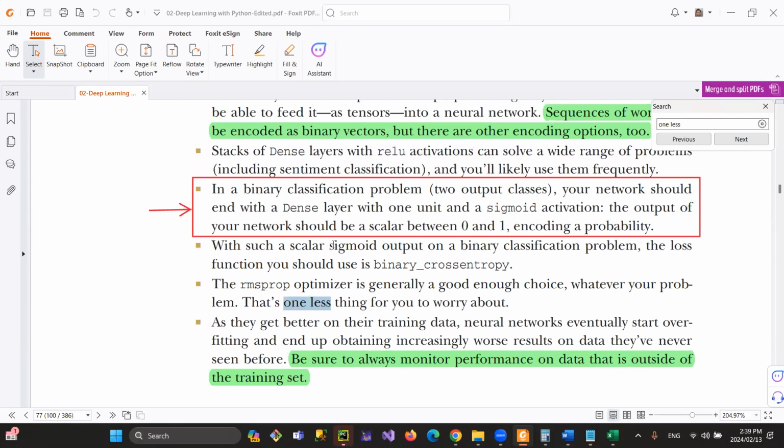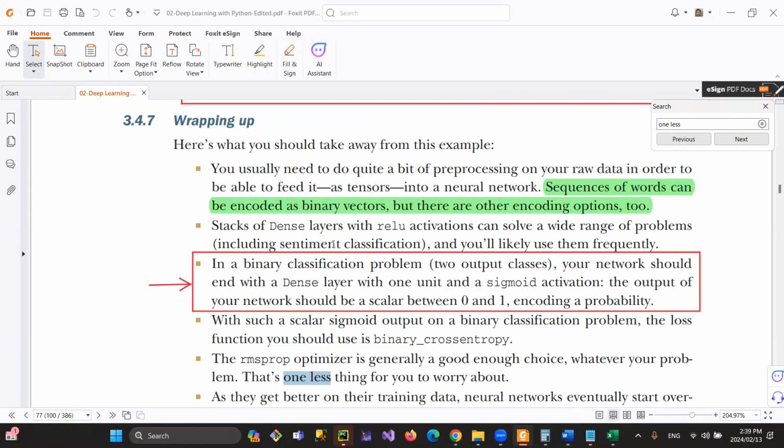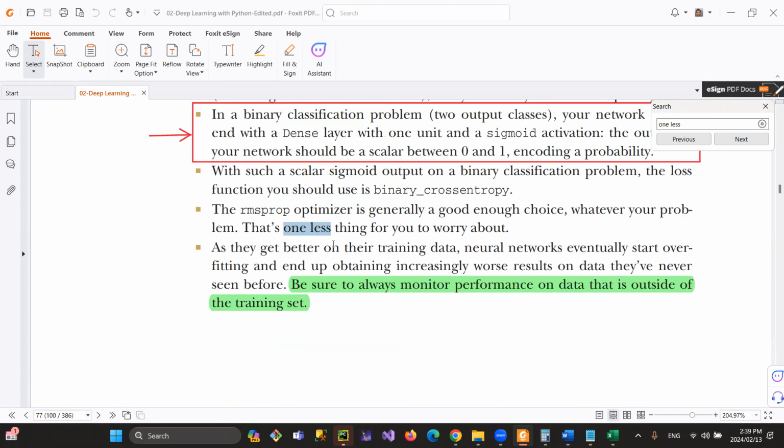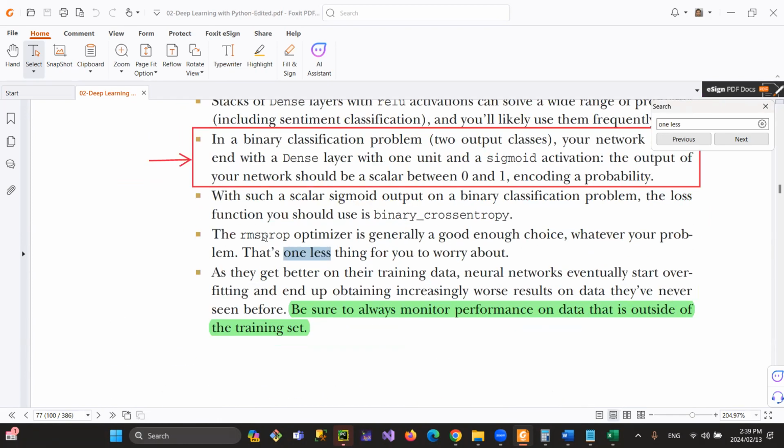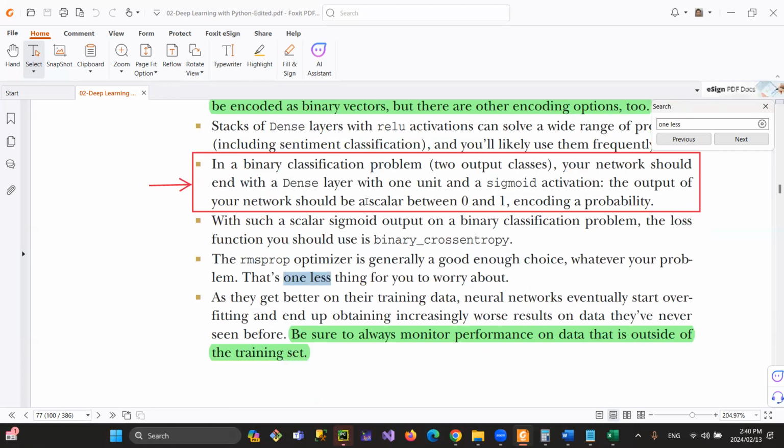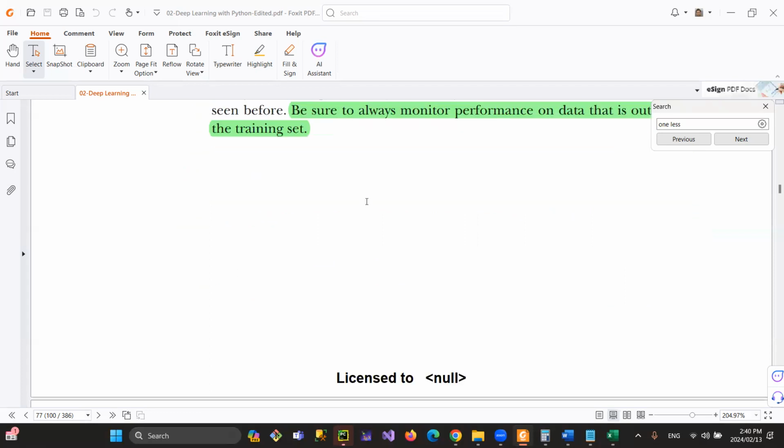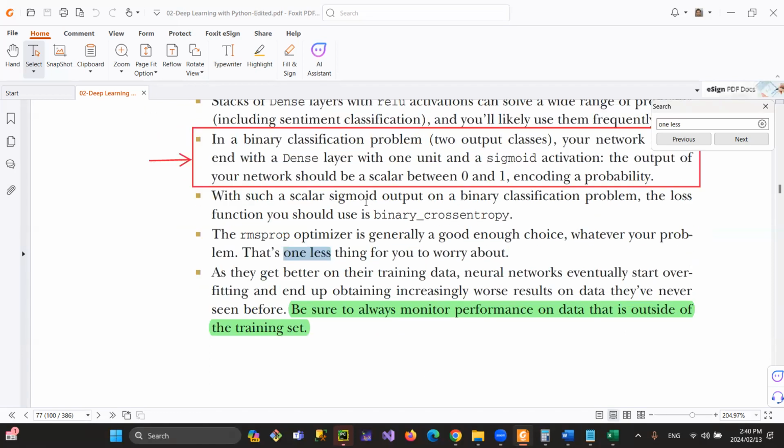Okay, I don't know if I mentioned that. It was on page number 70. I very much like this one. It says that the RMSprop optimizer is generally a good enough choice for whatever your problem is, actually. That's one less thing for you to worry about. So although it mentioned the best would be using RMSprop, it's not a bad idea to just try different optimizers to see the results and compare them.